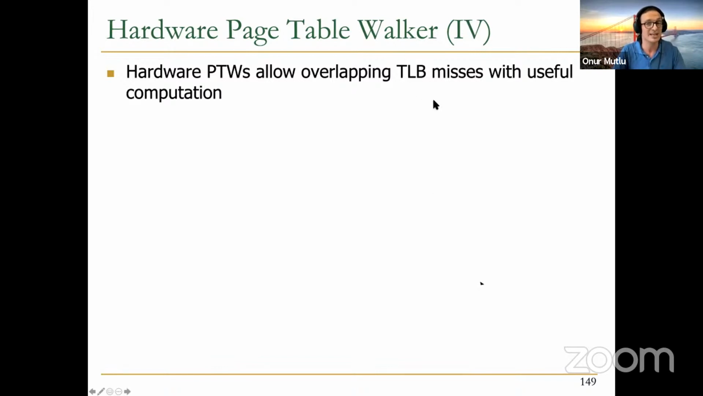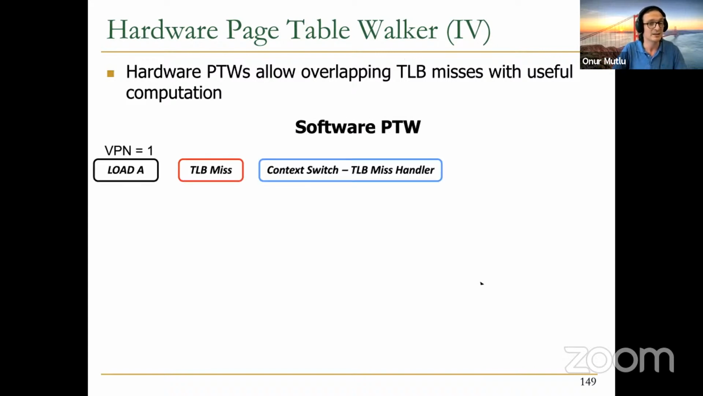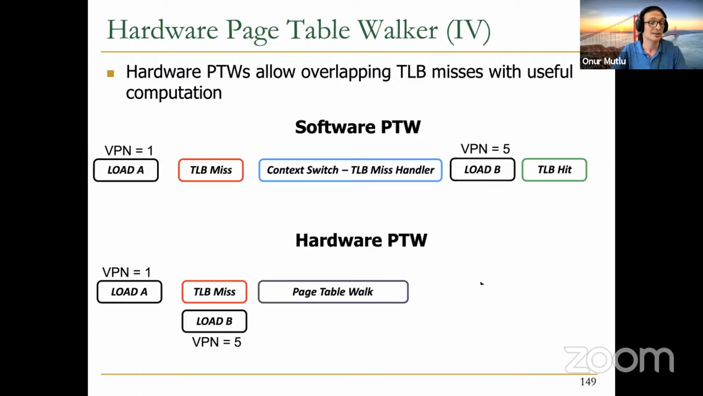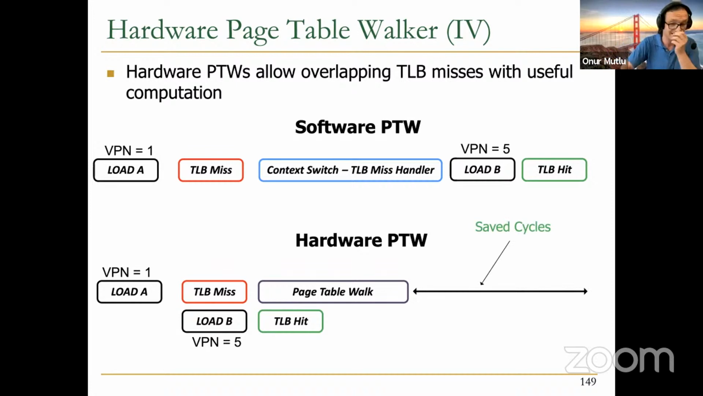It allows overlapping of many TLB misses with useful computation. So if you do software TLB miss handling, you need to context switch to a TLB miss handler, and then you do a load B. You cannot handle this TLB hit because you have a context switch, right? With a hardware page table walk on a TLB miss, concurrently, you can handle other TLB hits, so you can do out-of-order execution, and you can get the full benefits of out-of-order execution, etc. Right? So you save a lot of cycles actually with hardware TLB miss handling. It's also called a page table walk, basically.